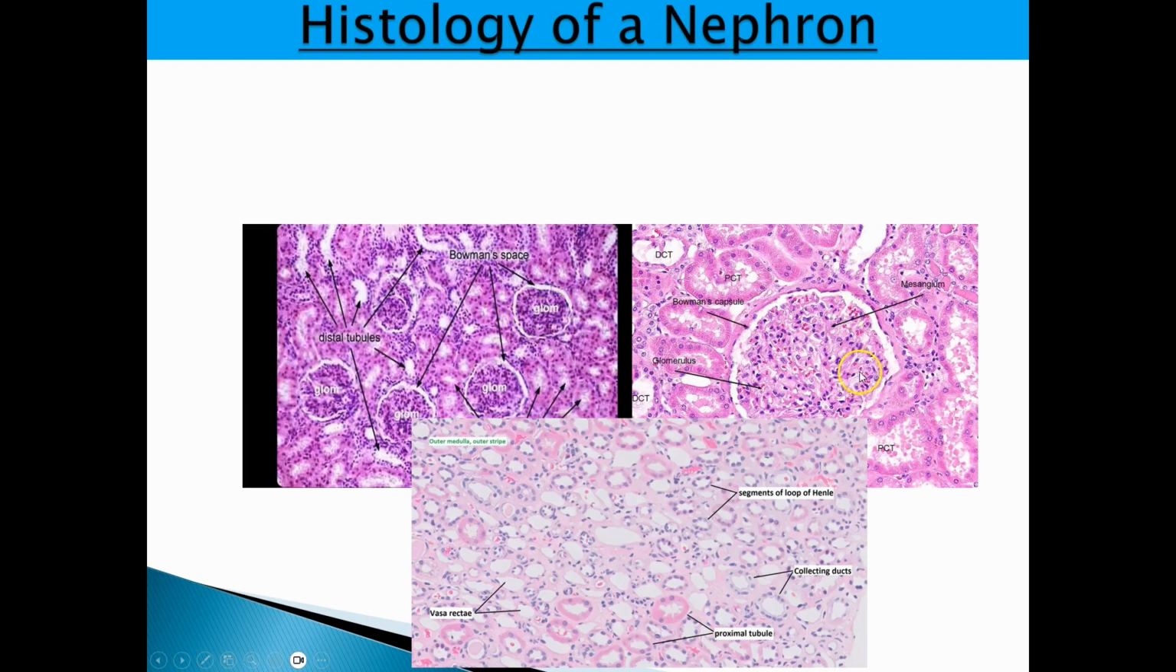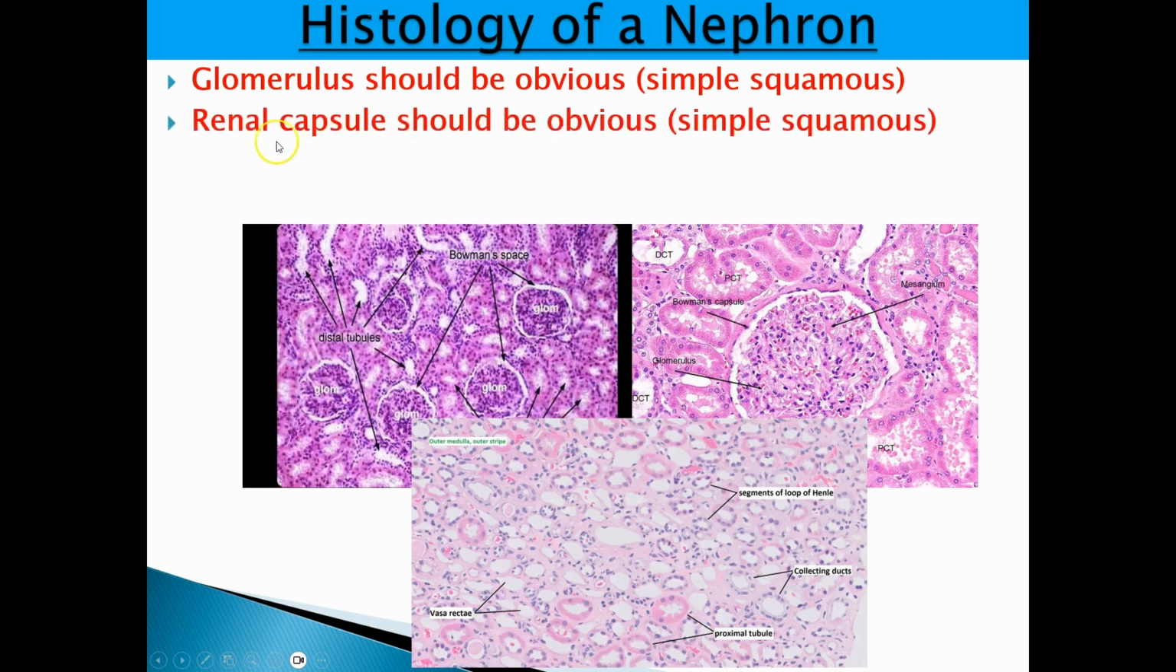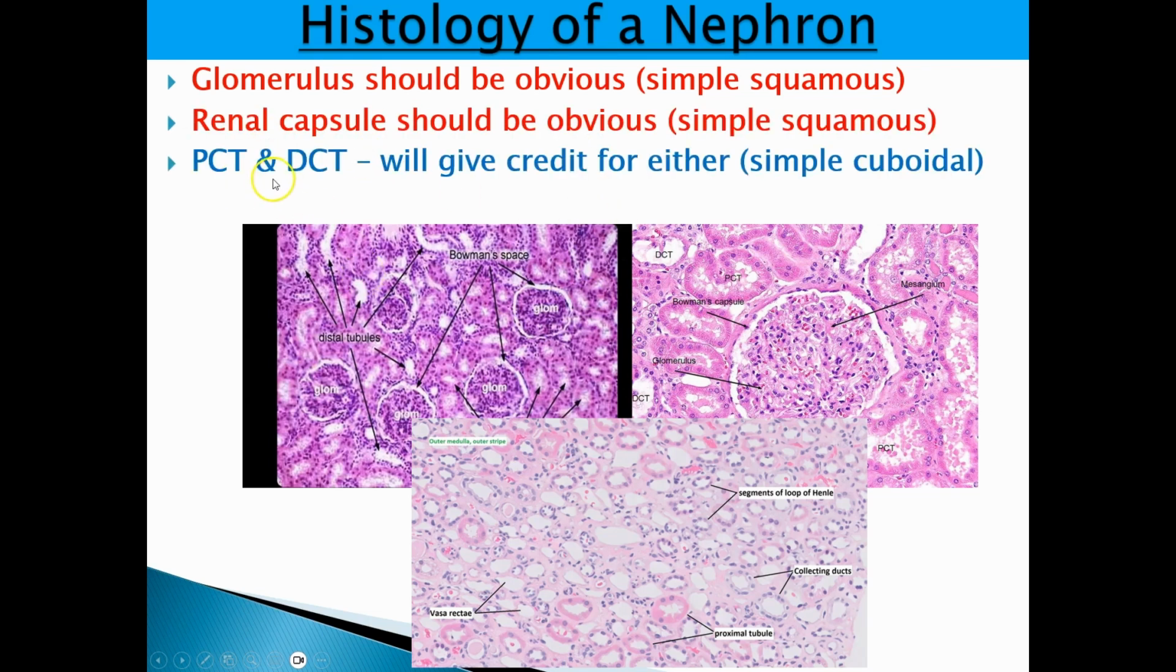That is it. You need to be able to get that down. All right, so the glomerulus should be obvious, simple squamous. The whole thing's the renal corpuscle. All right, need to know it. And so glomerulus, glomerular capsule, renal corpuscle. All right. Now, the PCT and DCT, I will give credit for either.